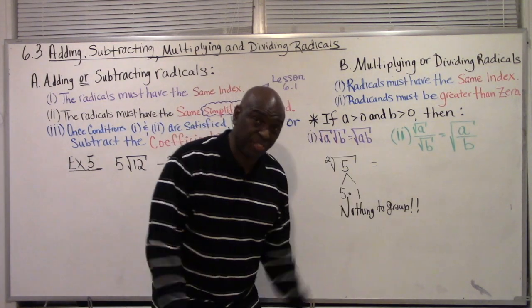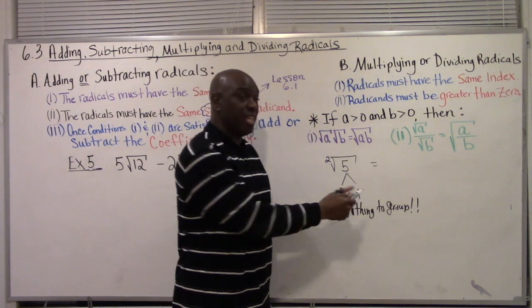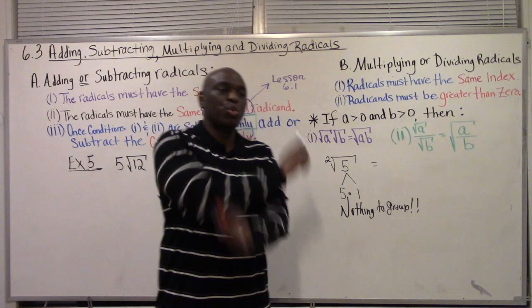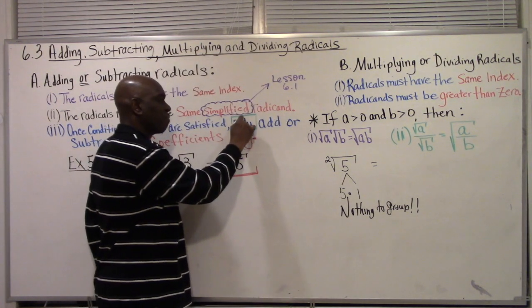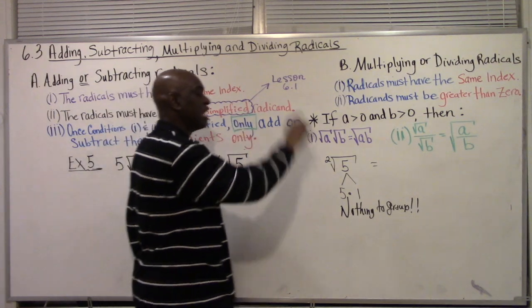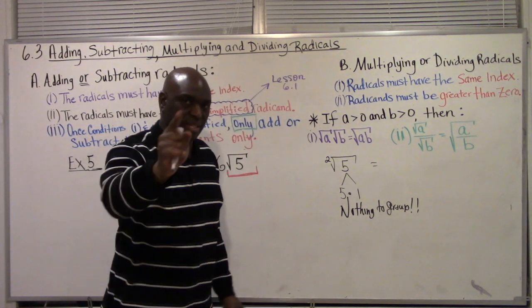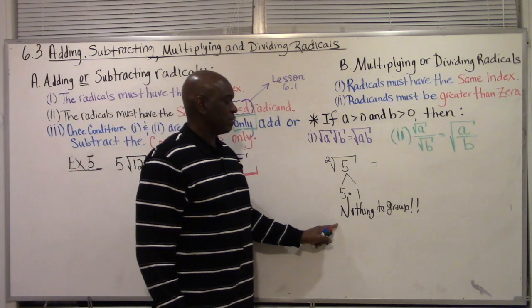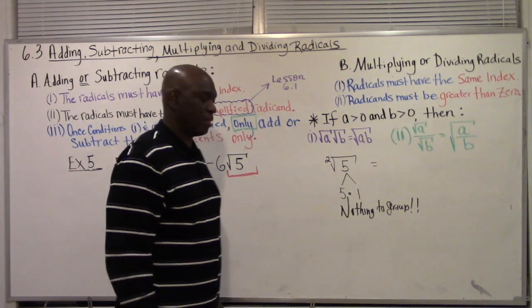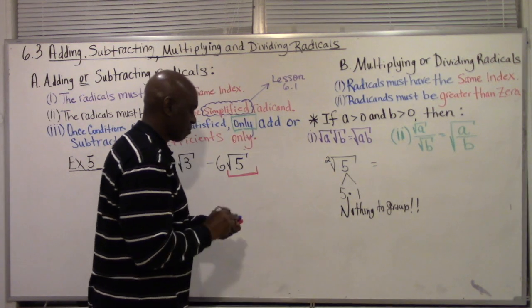So since there's nothing to group, this just stays square root 5. You do nothing to it, but you leave it. There's nothing to simplify. You can't simplify it because there's no grouping going on. That's it. There's no grouping happening right here. So you can't simplify it. So I'm finished with that one.